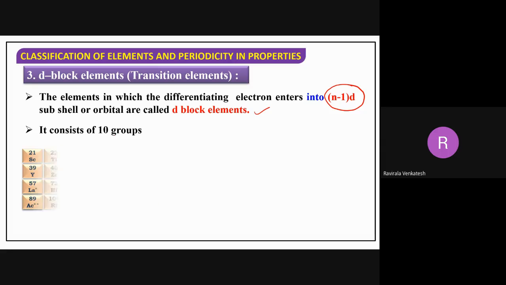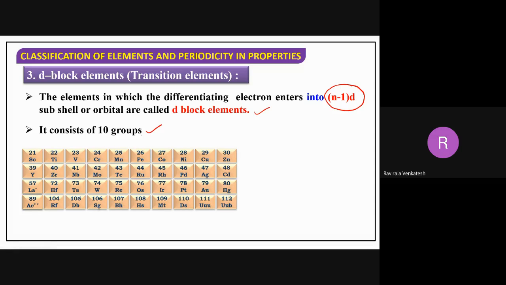How many groups does it consist of actually? 10 groups. What are they? Third group, fourth group, fifth group, sixth group, seventh group, eighth group, ninth group, 10th group, 11th group, 12th group. Otherwise, third B, fourth B, fifth B, sixth B, seventh B, and 8, 9, 10 collectively called 8th B group. What is the reason behind this? They have similar properties. Iron, cobalt, nickel, their properties are similar. Therefore, they are taken under the same group called 8th B group. This one is called first B group. This one is called second B group.